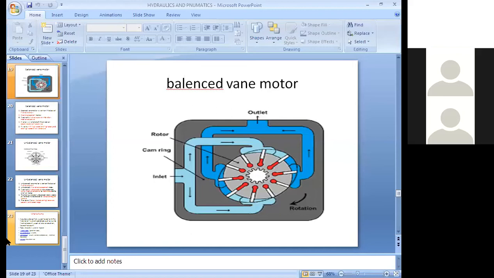One outlet is connected in a two-way, and the other outlet is also connected in a two-way. Here the rotor has a number of vanes, and the cam ring is in the shape of an ellipse. I will go to the next slide and you will understand better.